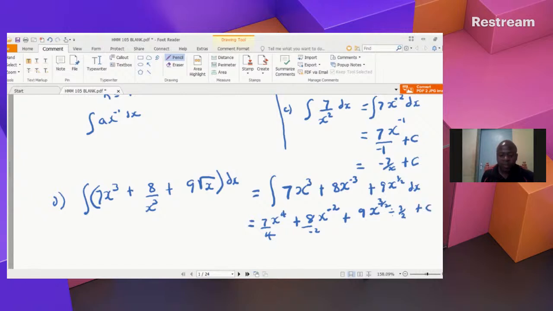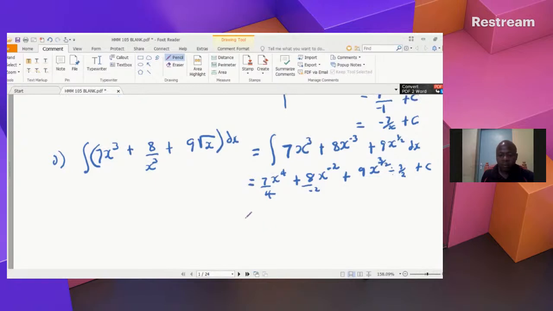So what does this simplify to? So I want to simplify this. So let me simplify this and see what we get. So this gives me 7 out of 4 x raised to 4 minus 4 out of x squared. If you want, you can leave your x in the numerator.